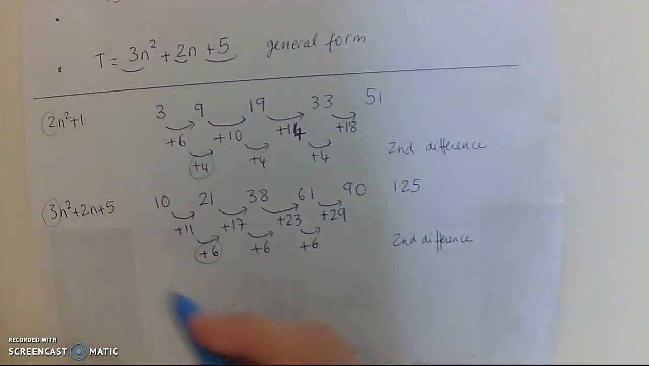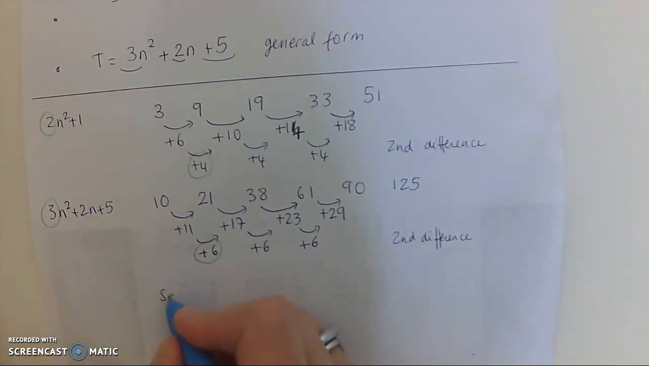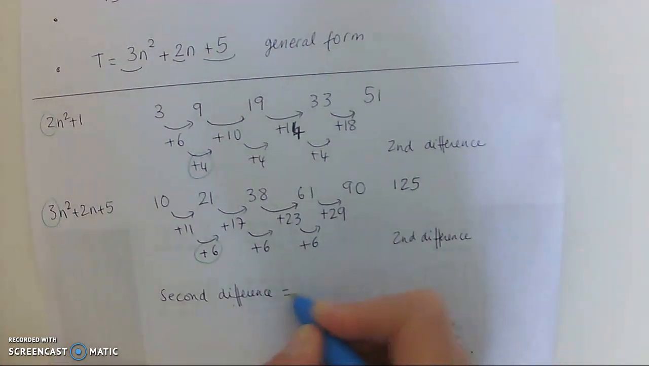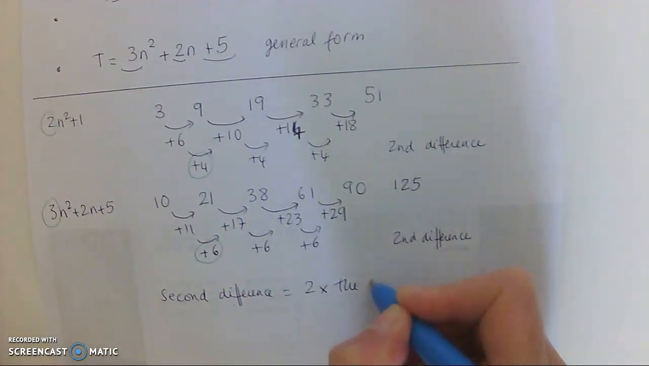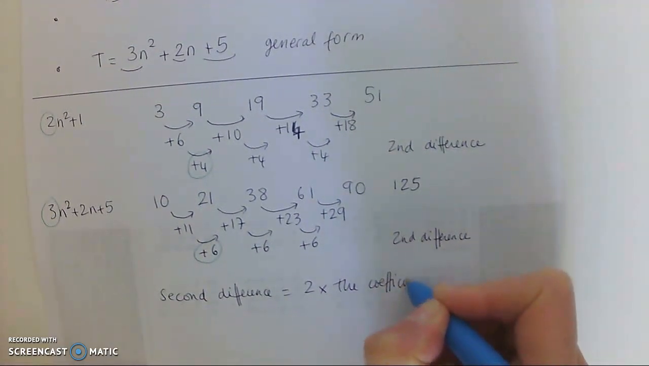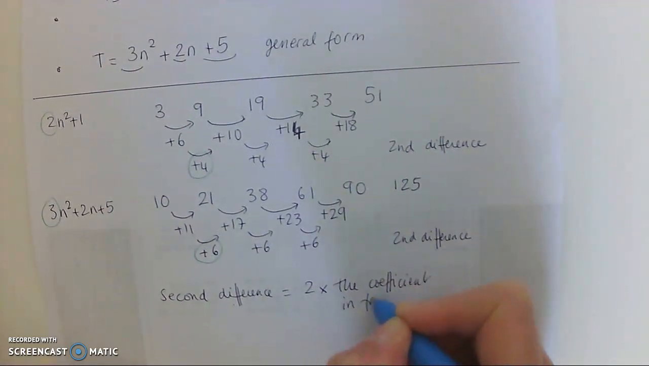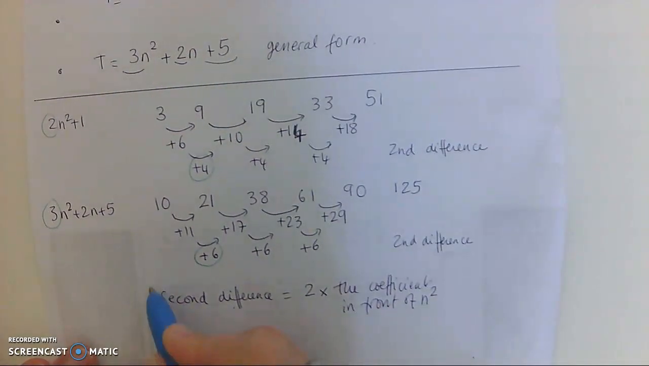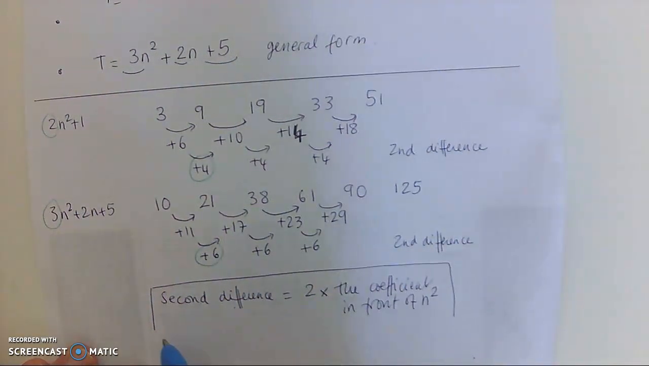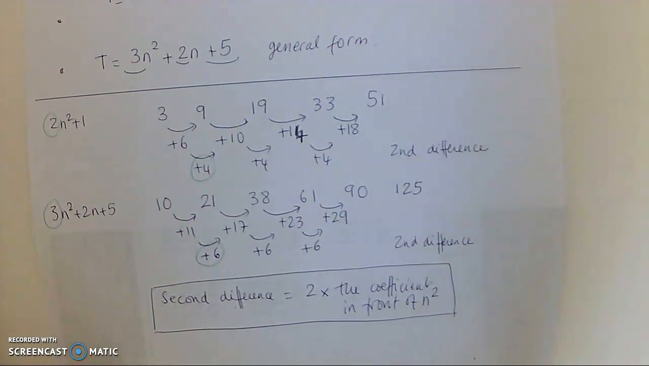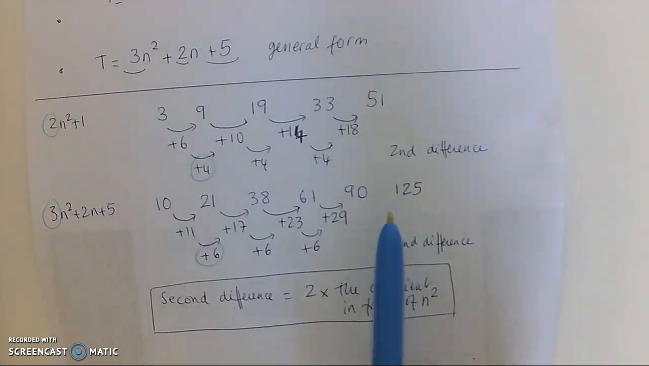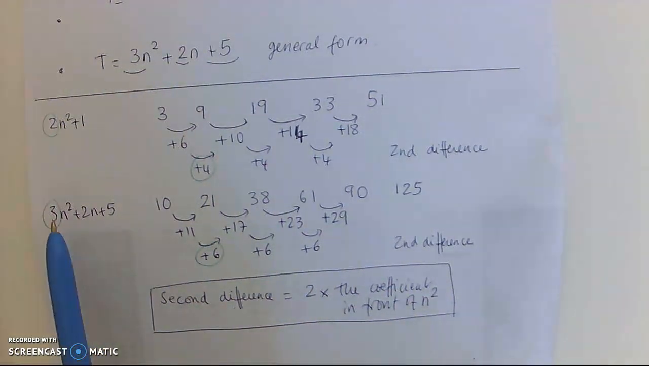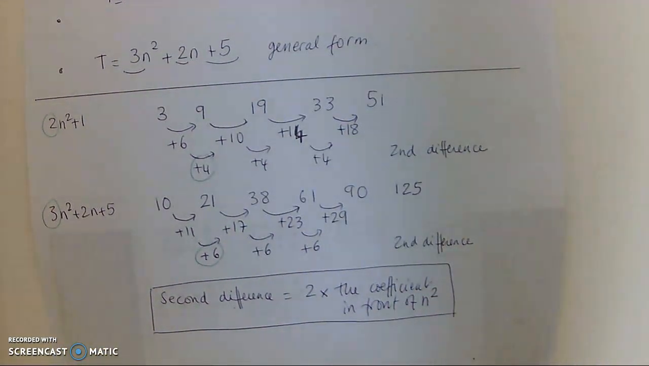We will find that to find the second difference, it is 2 times the coefficient in front of n squared. And that is a very important finding, which we will use when we want to do the opposite process of looking at the numbers, finding the second difference, and then we know we just have to divide by 2 to find what comes in front of the n squared.